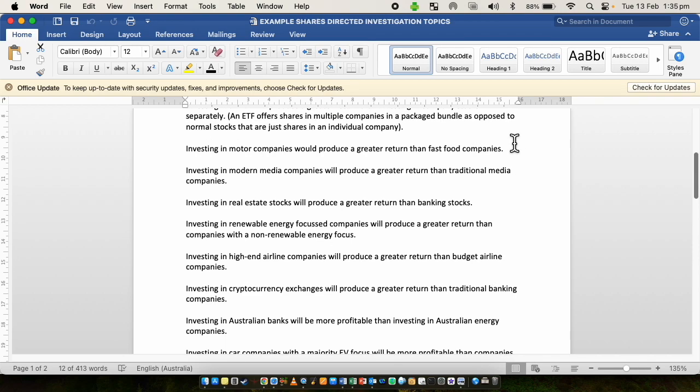Investing in motor companies would produce a greater return than fast food companies. Ford, GM, Tesla, motor companies. Fast food, Yum Brands. What else? McDonald's.